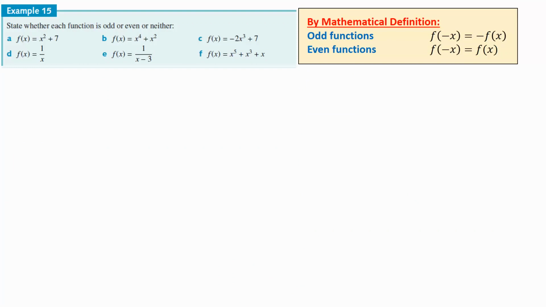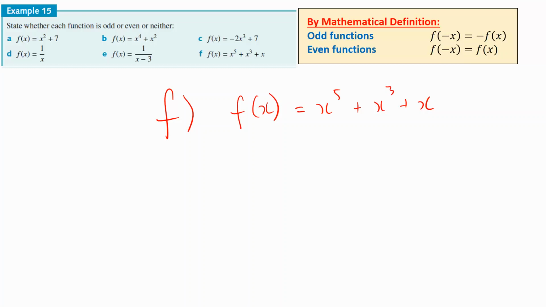Let's have a look. The definition's still there. If you haven't copied it, it's still on the right-hand side there. Let's do C. Actually, let's do F because it has more terms. If the question is state odd, even, or neither, let's do F. So f of x is equal to x to the power 5 plus x to the power 3 plus x. Your question is, how do you know if that's odd or even? There's only one thing you've got to do.